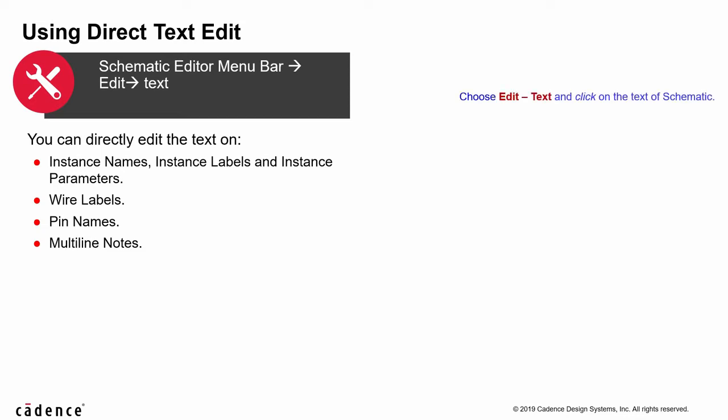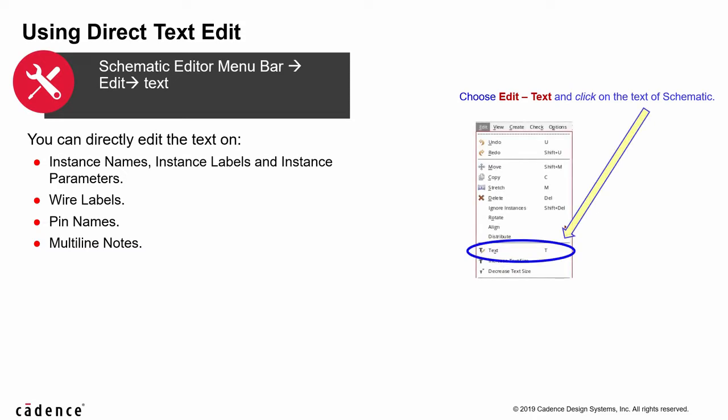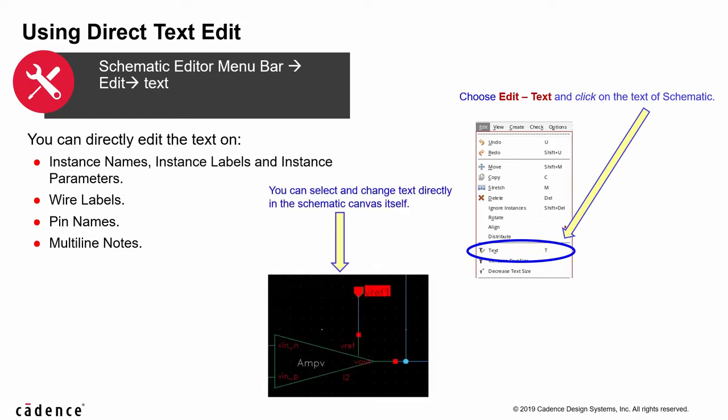You can directly edit the text by going to the Edit menu, choosing Text, and then clicking the text on the schematic. You could also directly double-click on the text or parameter to edit in place. The text gets highlighted and you can enter your new text. You can do this without invoking the Edit Properties form that you will see in the next slide.